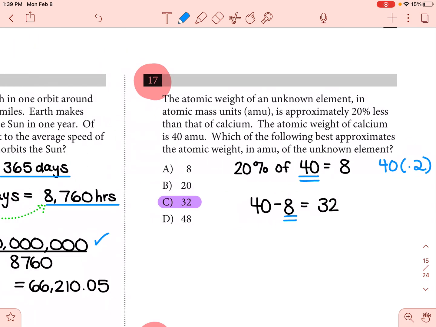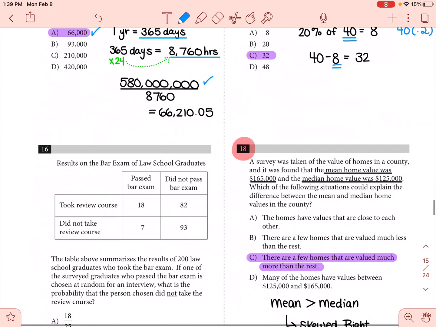So a lot of students forget this last step and they just skip right to answer choice A, seeing that first part of their answer coming up in these solutions kind of throws a lot of kids off. So don't forget that last step of subtraction. Okay, so we're gonna move on to number 18.